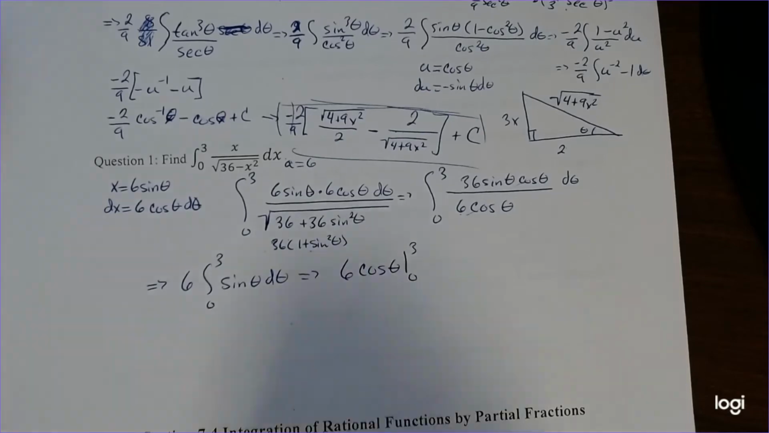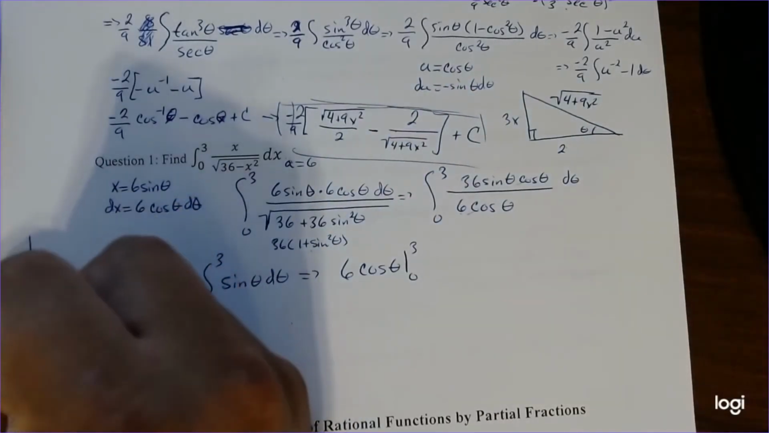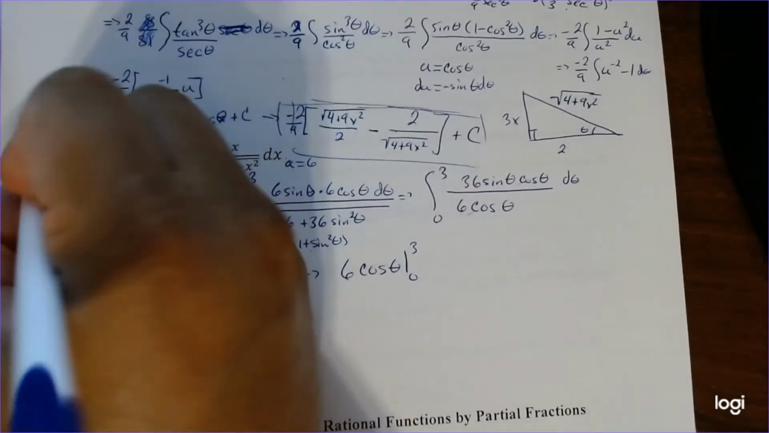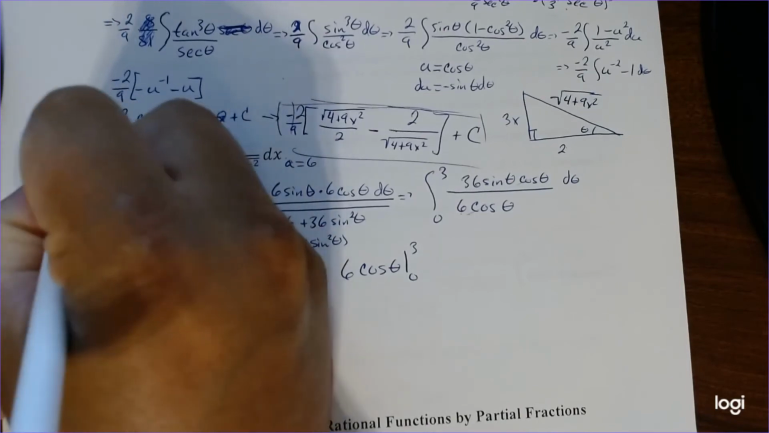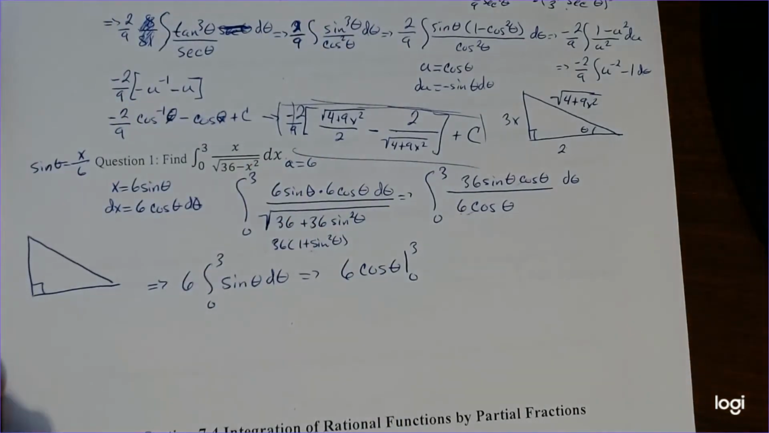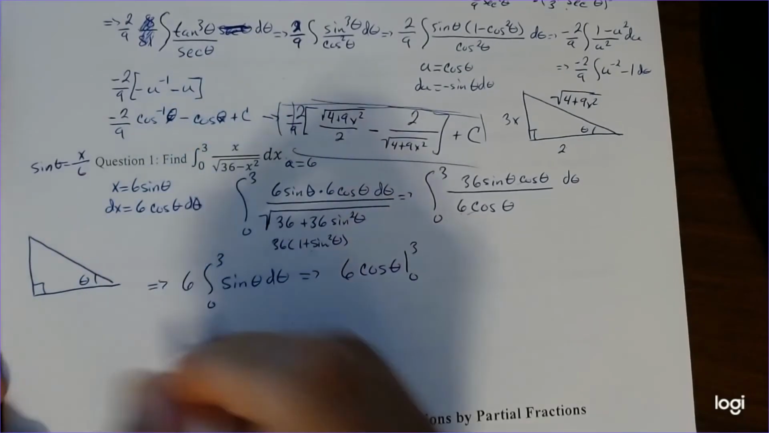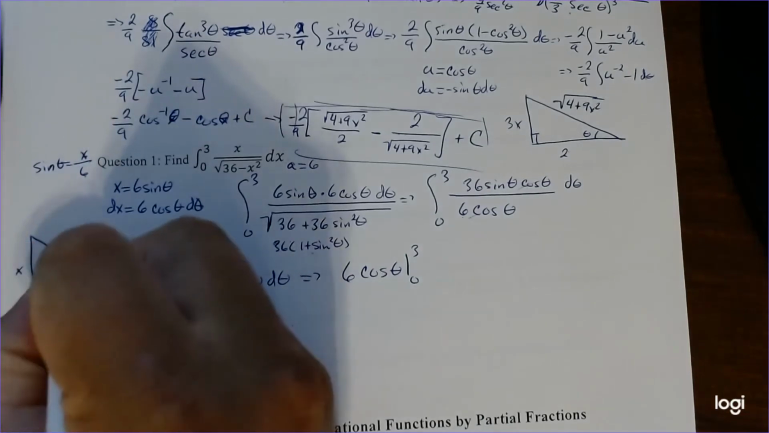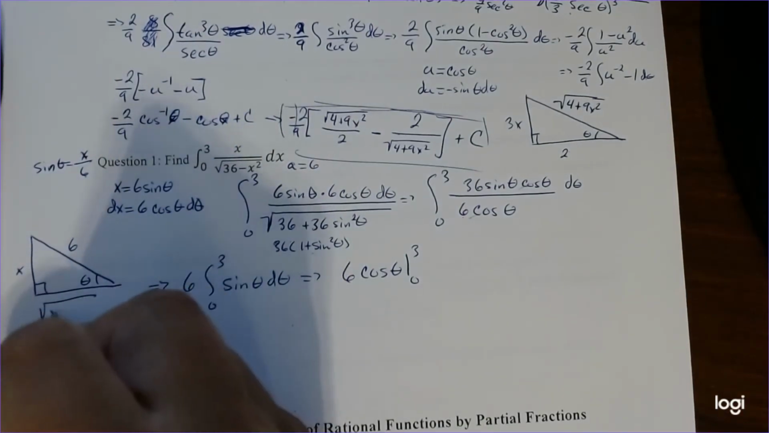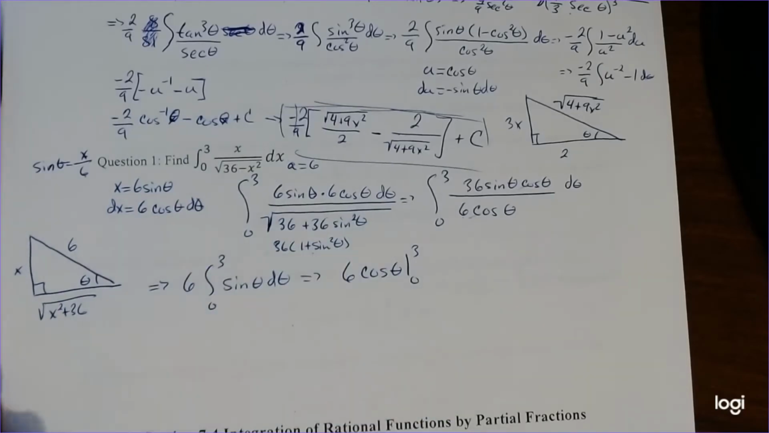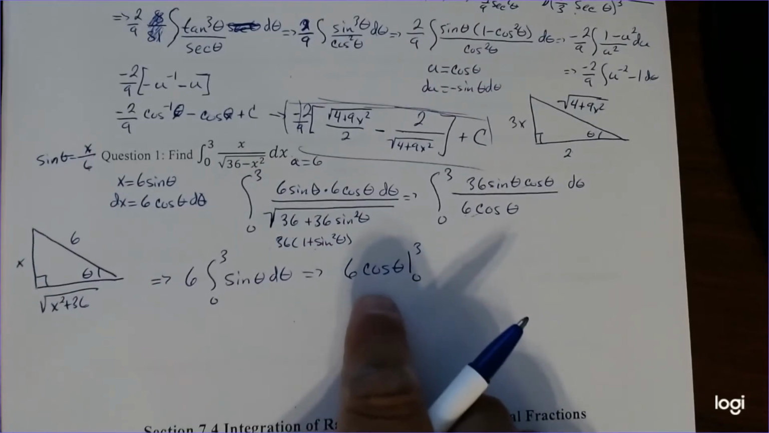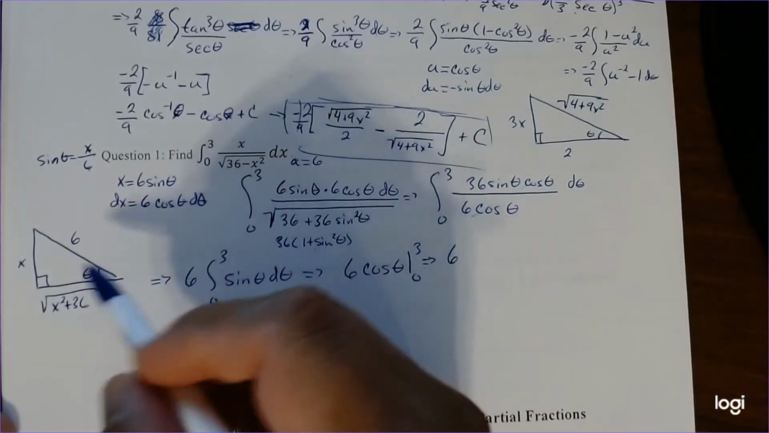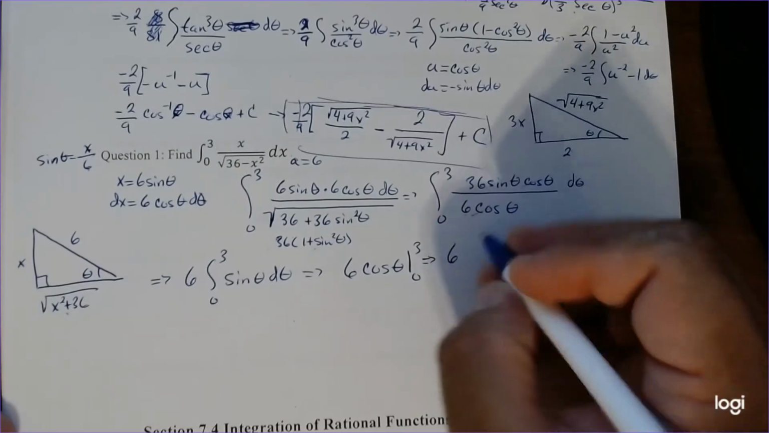Okay. So this ends up being, again, going back over here, we have to do our little triangle. But this time, sine theta is equal to x over 6. So again, knowing that sine theta is opposite over hypotenuse, this one here is x squared plus 36. Okay. And now we just evaluate cosine. It's going to be 6 times cosine, which is adjacent over hypotenuse.